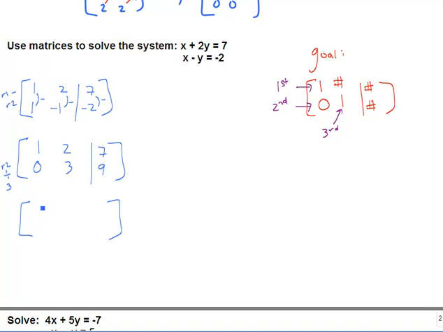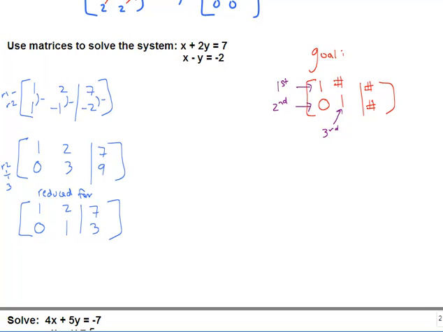We're going to keep the top row the same because it has the 1 that I want to keep. And now if I divide the entire second row by 3, 0 divided by 3 stays 0. 3 divided by 3 becomes 1. And 9 divided by 3 becomes 3. And now we have it in our reduced row echelon form because I have my two diagonal ones, and I have a 0 below, and I have numbers up above. So this is kind of the reduced form.